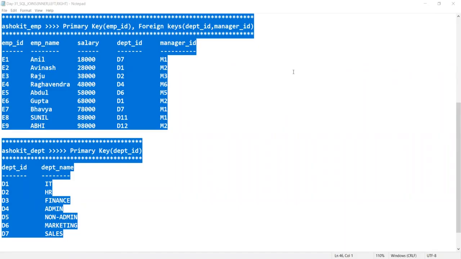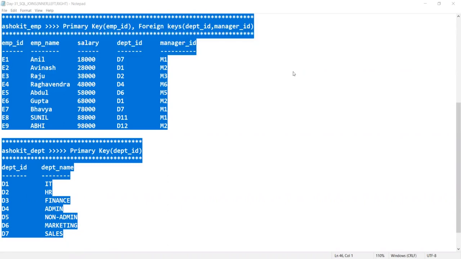For a clear understanding of the inner join, left join, and right join, I'm going to consider only these two tables. Then we'll move on to the medium level, combining multiple tables in joins as well. Initially, we'll start with joining two tables. Clear, everyone?